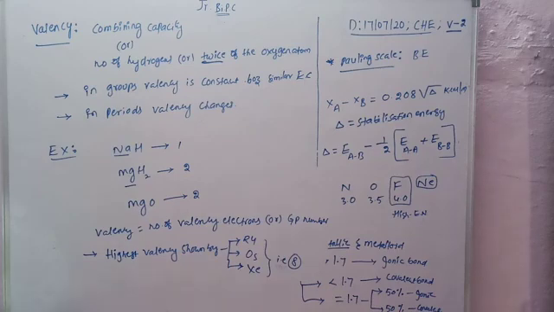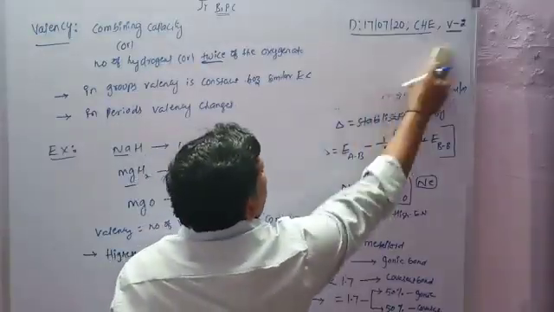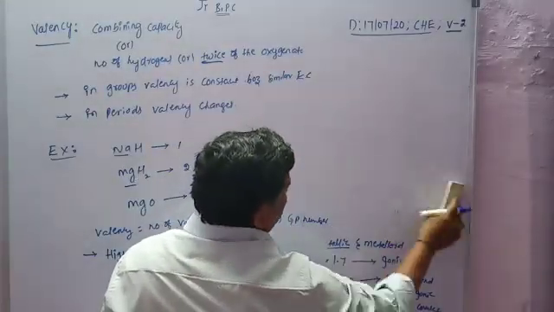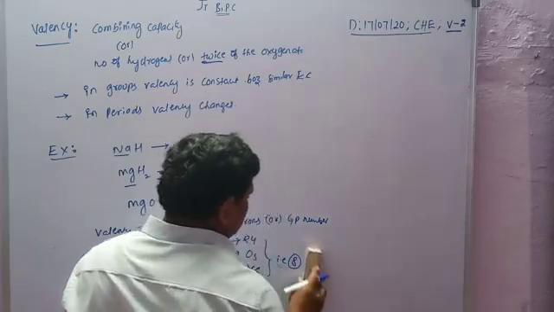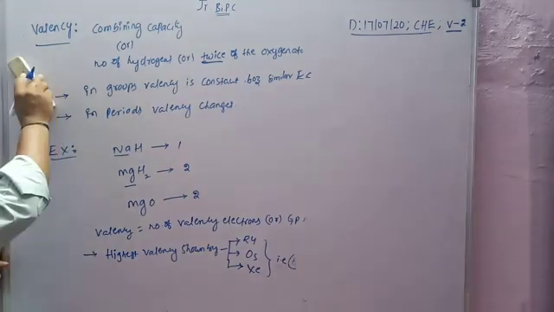No combining capacity means its valency is 0. Best example is noble gases. Noble gases' combining capacity is 0 because they are stable with octet configuration. So it is simply valency. So now next concept is oxidation numbers.